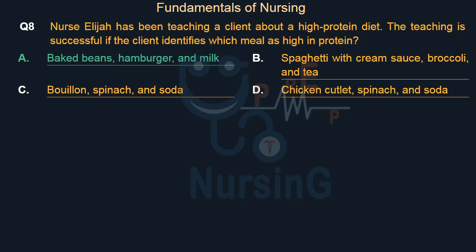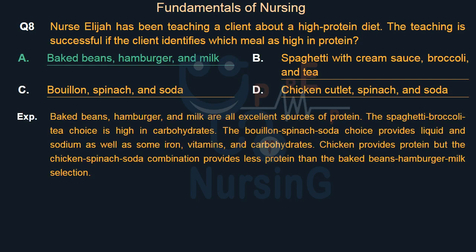Baked beans, hamburger, and milk are all excellent sources of protein. The spaghetti, broccoli, tea choice is high in carbohydrates. The bouillon, spinach, soda choice provides liquid and sodium as well as some iron, vitamins, and carbohydrates. Chicken provides protein, but the chicken, spinach, soda combination provides less protein than the baked beans, hamburger, milk selection.